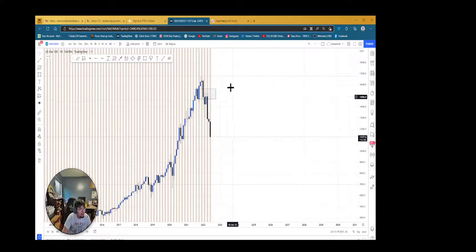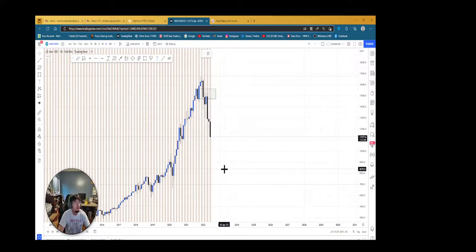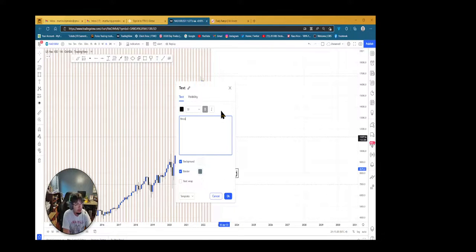Now, okay, guys, I'm going to go over what a breaker block is. A breaker block is the old order block and is now used as resistance. Okay?